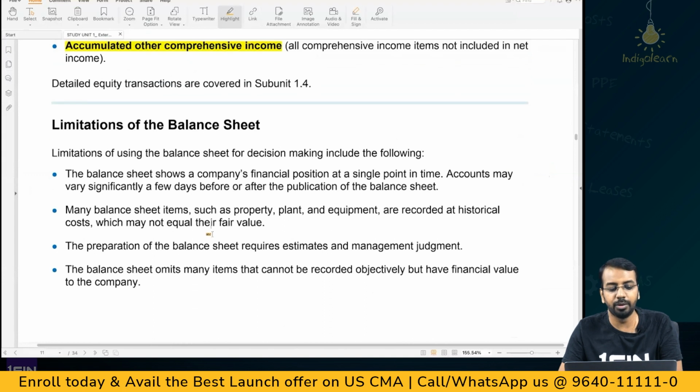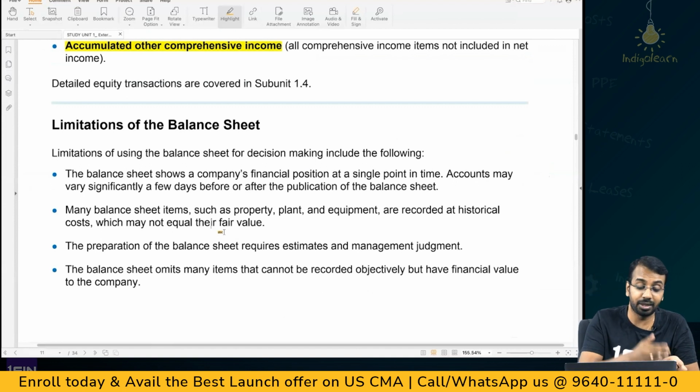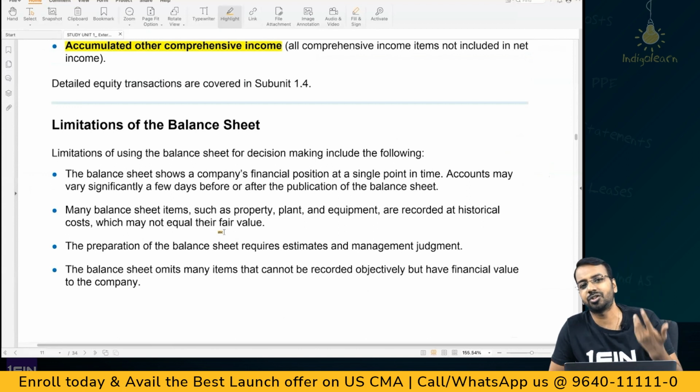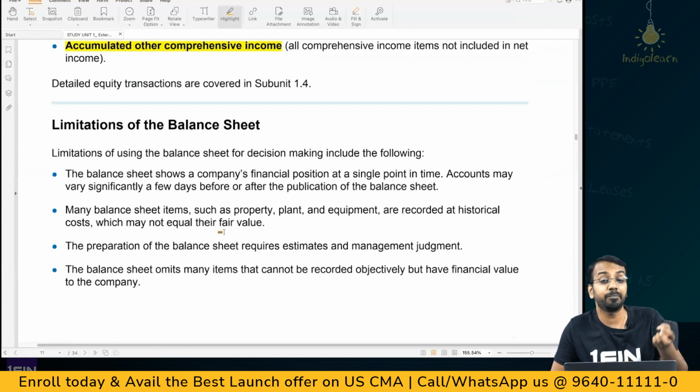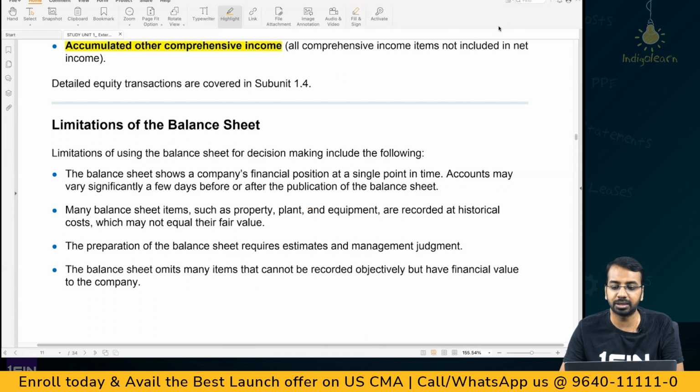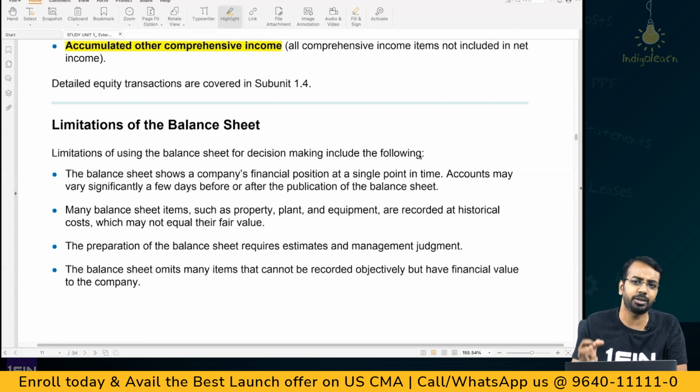Now, a few limitations, we can just discuss this briefly. One is it is historical. The information given is historical and it is given at a point in time. So you only know the information at a given point in time and things change pretty fast. Second thing, a lot of judgment goes into preparation of these financial statements. You have to make certain estimates, you have to determine the fair value, you have to determine the useful life. So there again, there is a lot of management judgment.